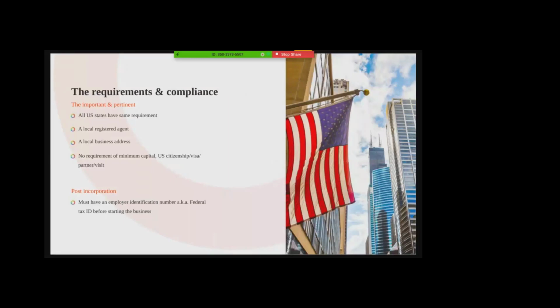So now coming to the part wherein we say, what are the requirements? What are the compliances that need to be met to incorporate your company? Generally, most of the American states have the same requirements. There are two important requirements. One is a local registered agent and the other is a local business address. These two are the compliance requirements.